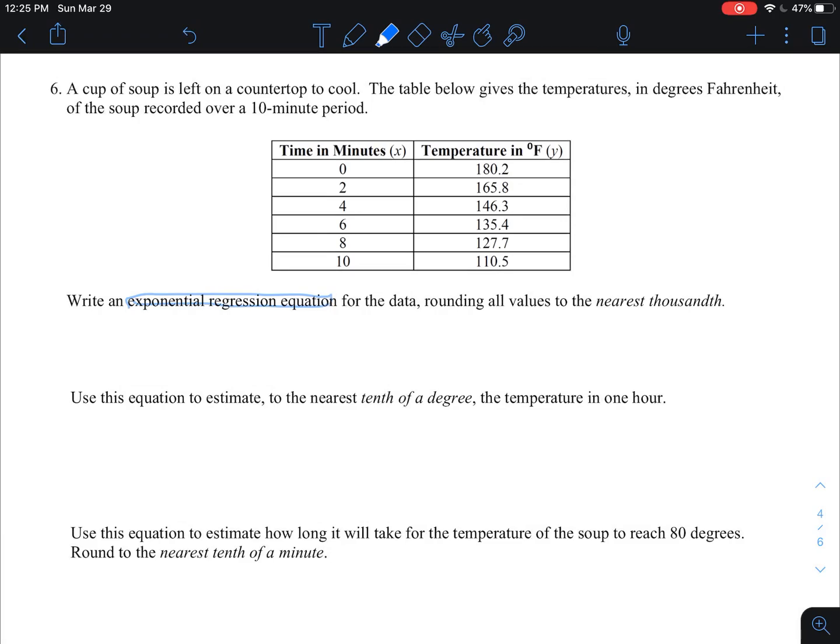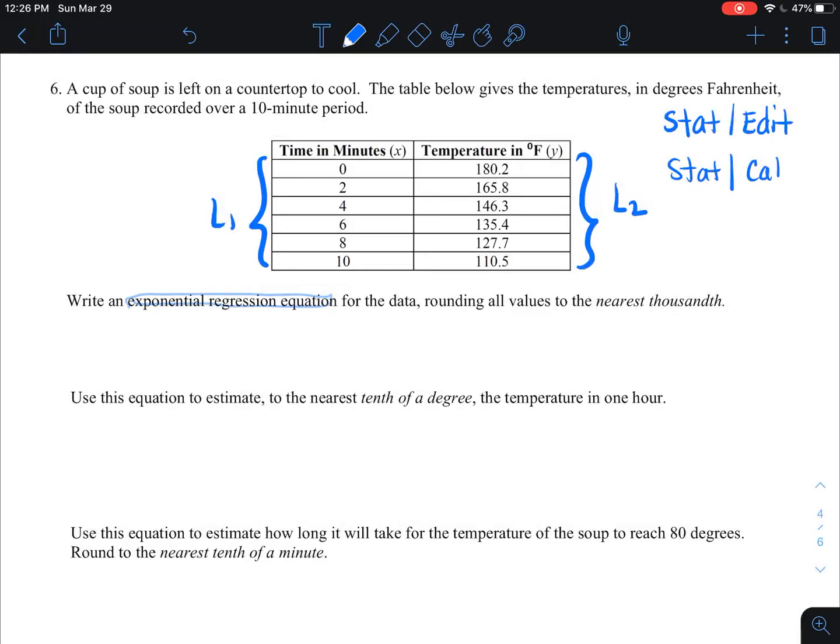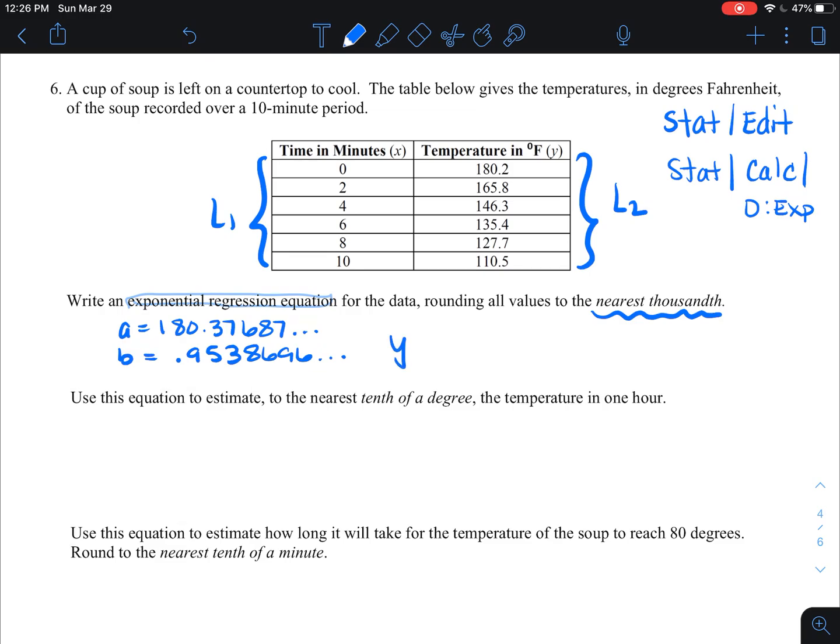So when you're calculating a regression, it's always a good idea to remind yourself. We put all of this data into our L1, all of this into our L2. To get to our lists, again, just to remind yourself, we did stat and then edit. And then we went to stat, calc, choice 0 was exponential regression. Okay, so we ended up with an A value of 180.37687 and a B value of 0.9538696. So they want me to write this regression equation rounding all my values to the nearest thousandth.